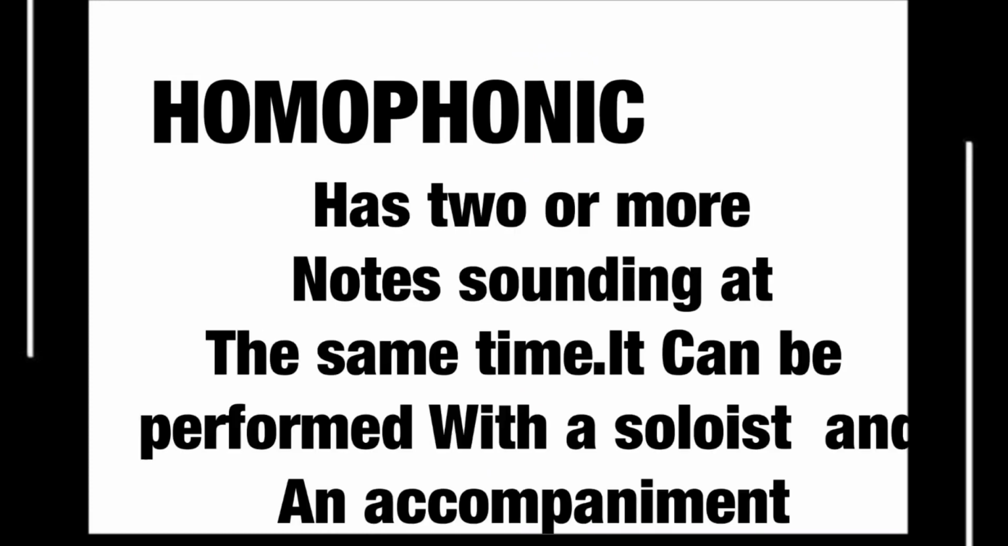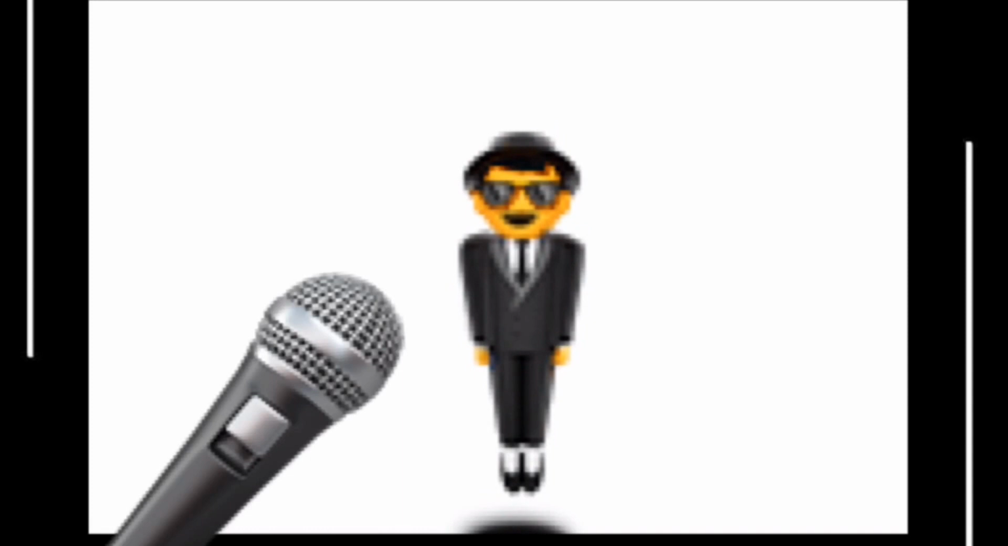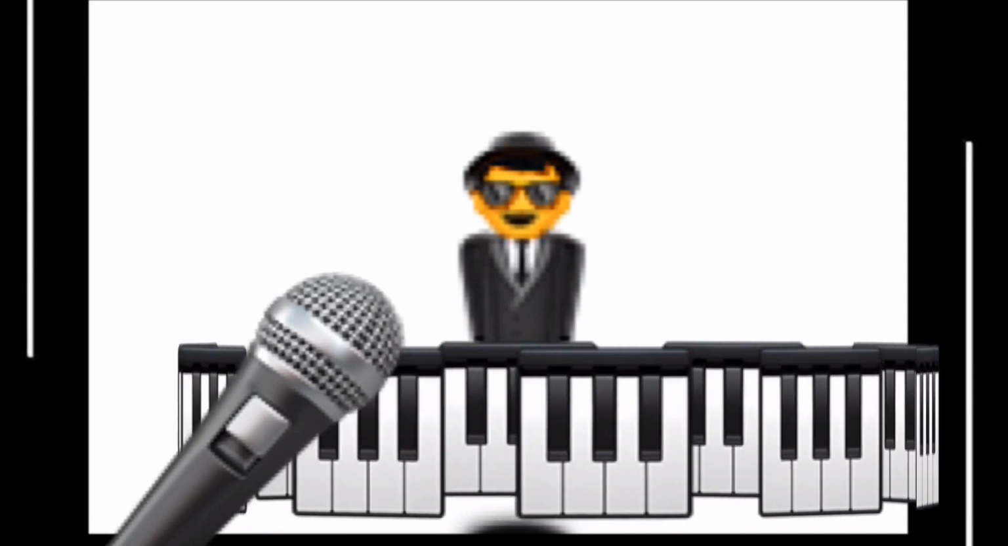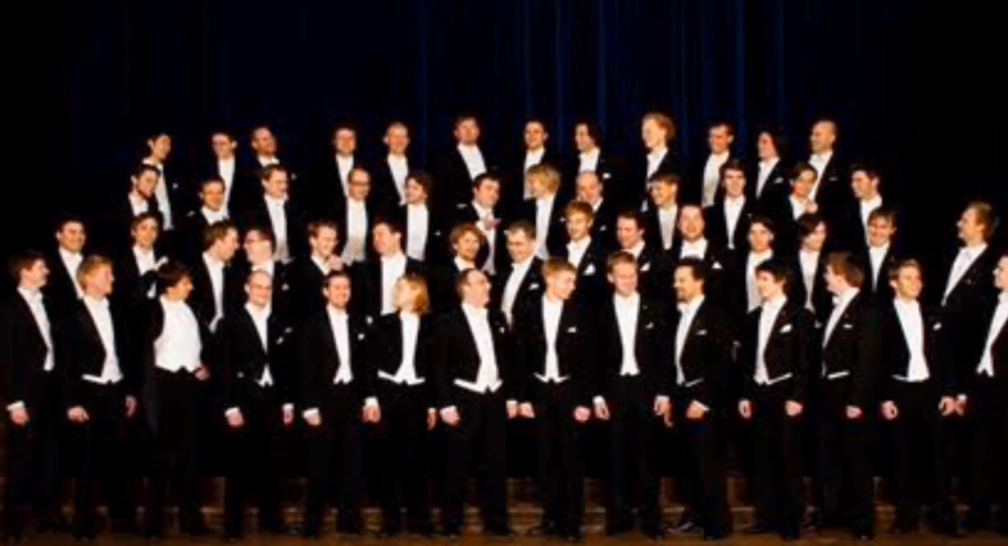The next type of texture is homophonic texture. It has two or more notes sounding at the same time. It can be performed with a soloist or with an accompaniment. For our example, we have here a soloist and the pianist performing at the same time. Another example is a choir or a chorale, wherein a soprano, an alto, a tenor, and a bass is singing at the same time.